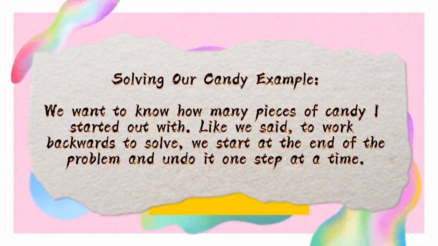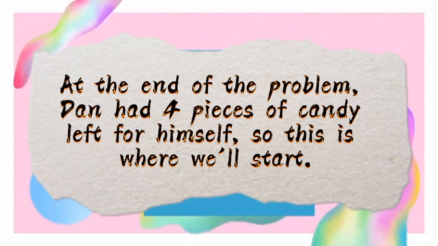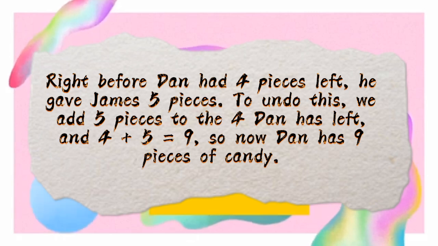Like we said, to work backwards to solve, we start at the end of the problem and undo it one step at a time. So at the end of the problem, Dan had 4 pieces of candy left for himself. So this is where we'll start. Right before Dan had 4 pieces left, he gave James 5 pieces. To undo this, we add 5 pieces to the 4 Dan has left. And 4 plus 5 is equal to 9. So now Dan has 9 pieces of candy.